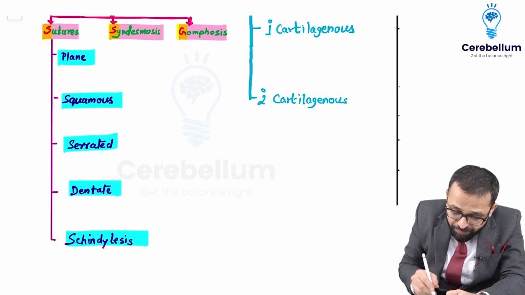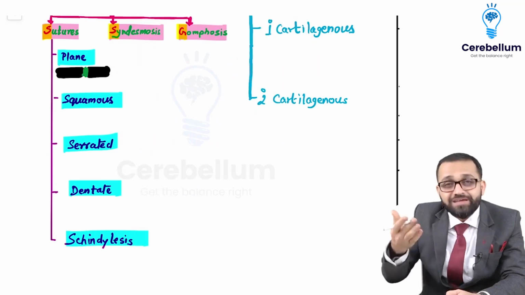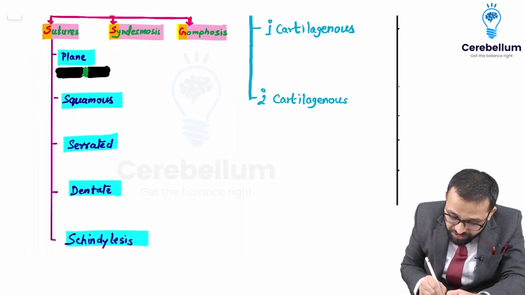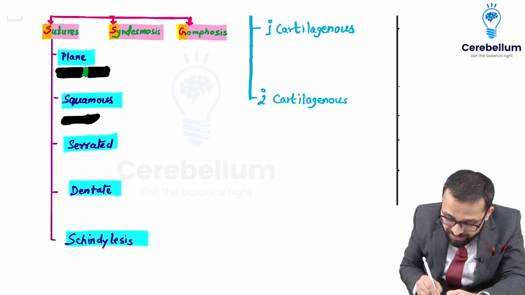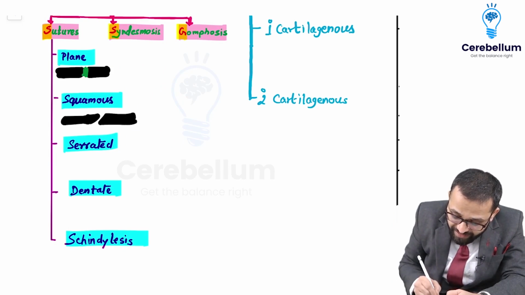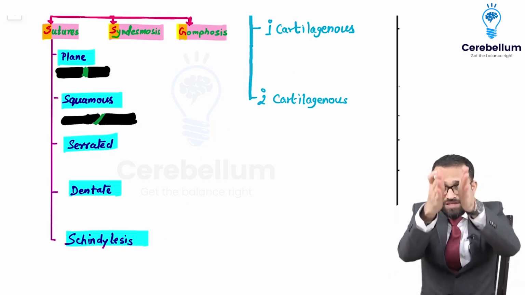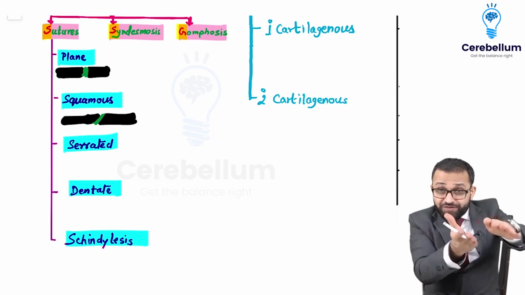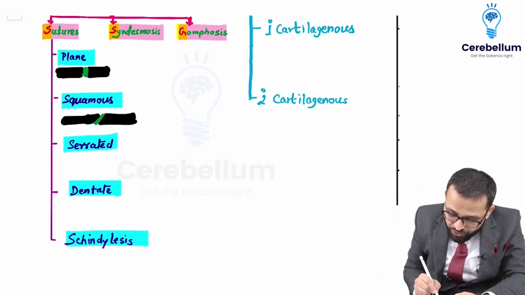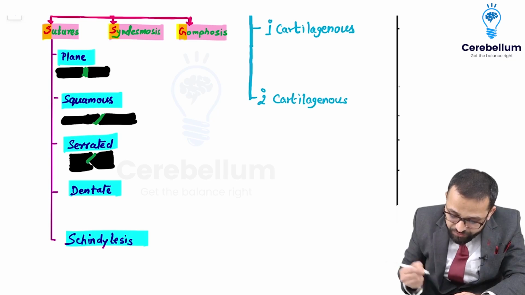Try to understand. In the plain suture, the articulating surfaces are parallel together and in between them there is fibrous connective tissue. In the squamous suture, there are two different bones having oblique surfaces and definitely the gap is filled with fibrous connective tissue. So plain suture surfaces are parallel, squamous suture surfaces are oblique, while in the serrated suture you will see the bony surfaces are zigzag in pattern, and definitely fibrous connective tissue in between.